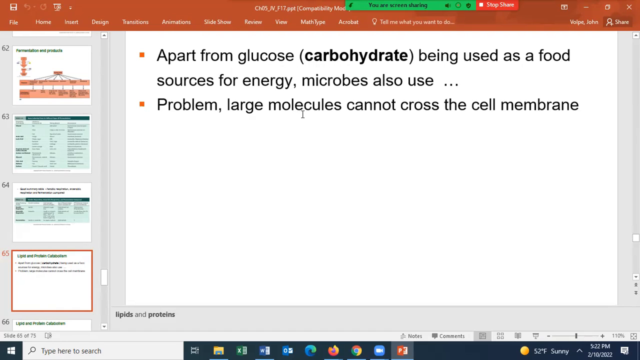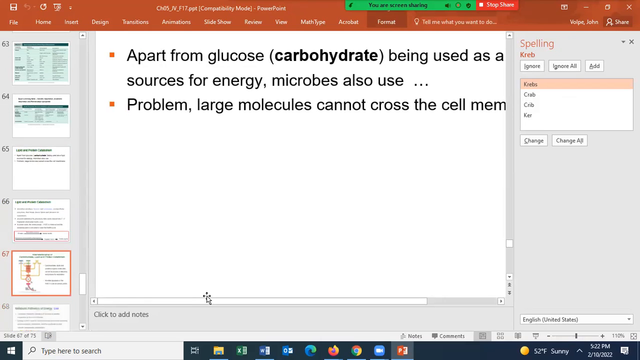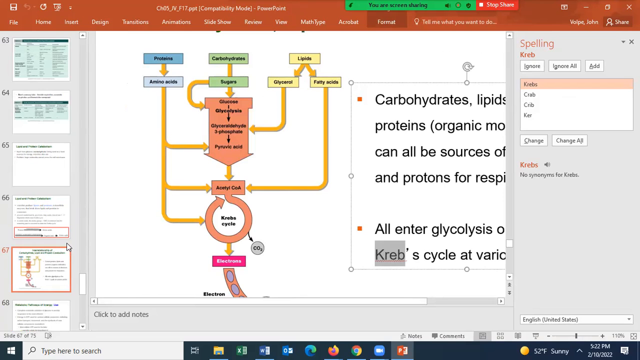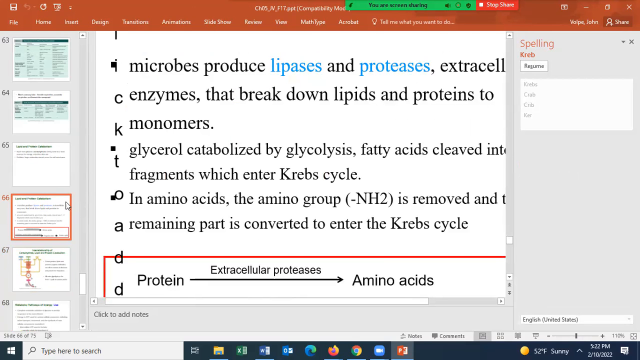And there's a problem with digesting large molecules, even starch, and that's because they're too large to come into the cell. And what the cell does is the cell, oops, why did that blow up? Why do I have this over here?